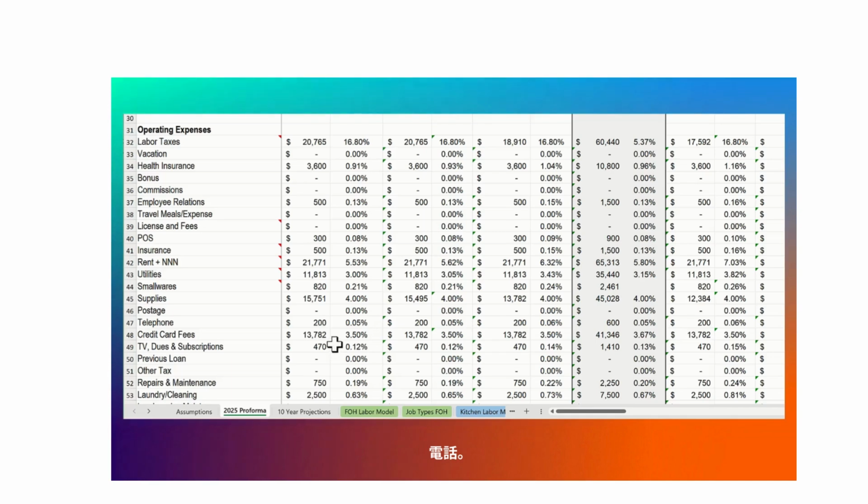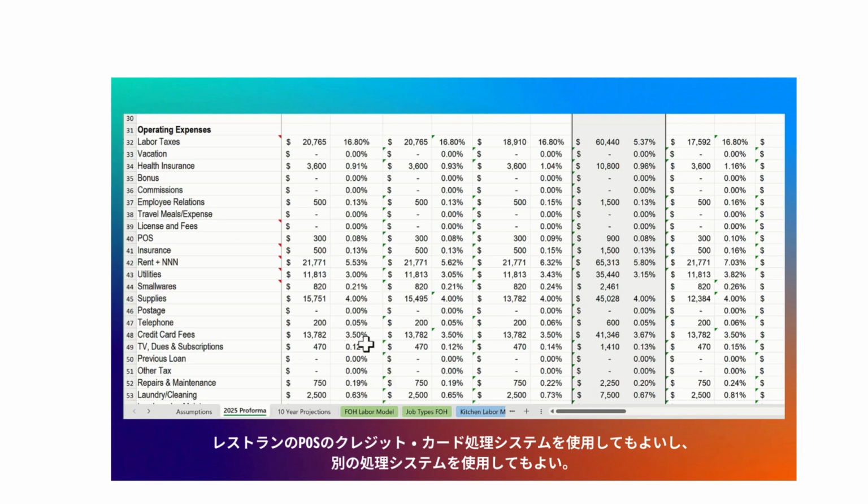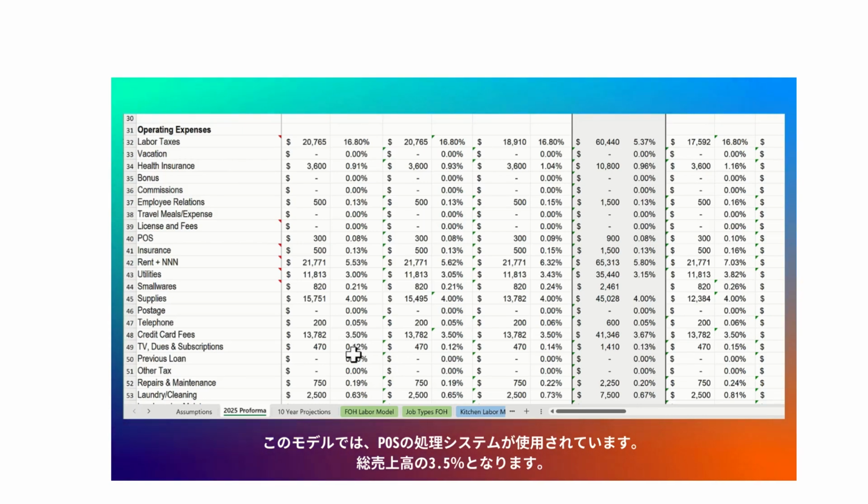Telephone. We have our credit card fees in here. Depending on what point of sale system you use, you may end up using their processing, or you may be able to go out and get your own credit card processing. We've budgeted for this particular restaurant, based on the point of sale system that they're going to be using, at 3.5% of their total gross revenue.